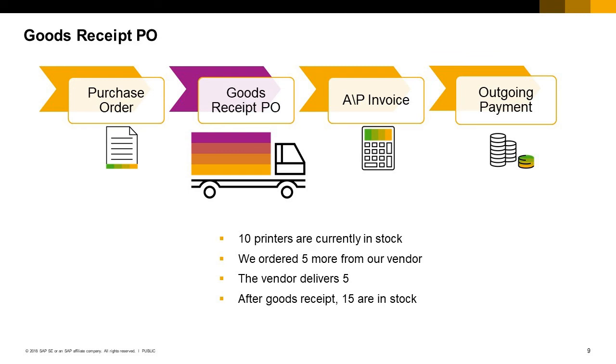When our purchase order was created, 5 showed as ordered. Now the ordered quantity has returned to 0.